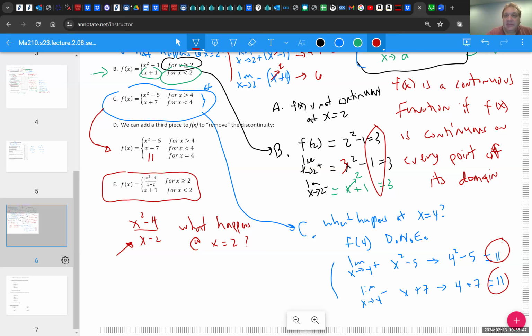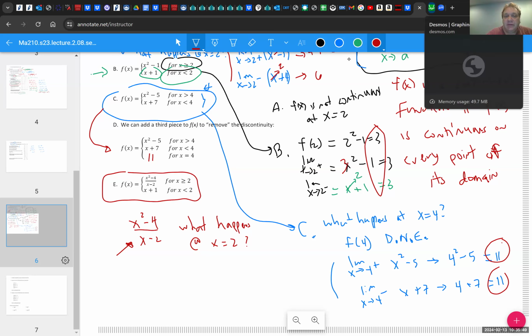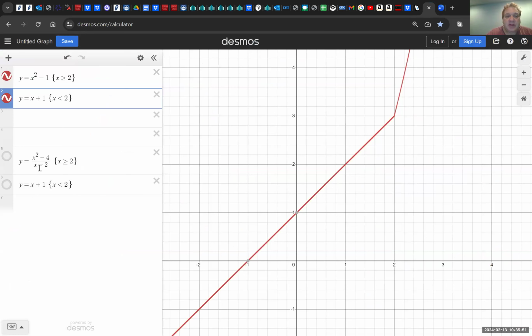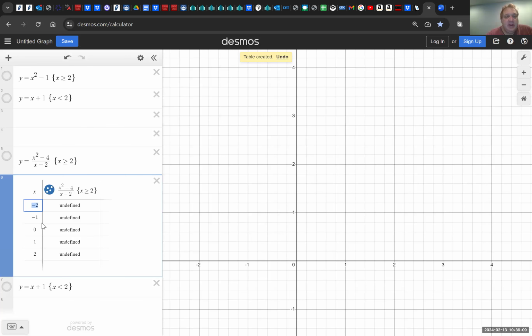All right, well, let's see if I type it into Desmos. Yeah, here it is right here: x squared minus 4 over x minus 2, and x plus 1. The first branch is for x greater than 2, so let me turn off this other picture, and we'll do this one. Before I show you the picture, I'm going to do some tabling here. So I'll make this into a table.